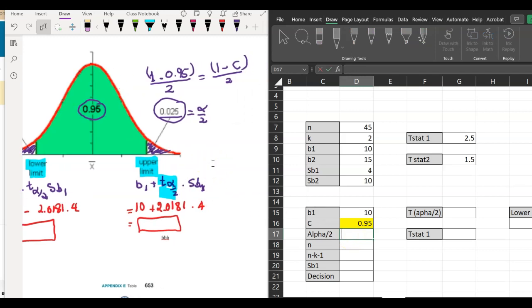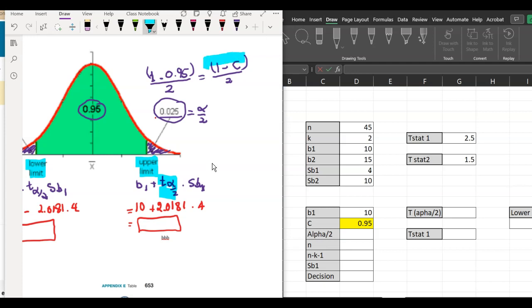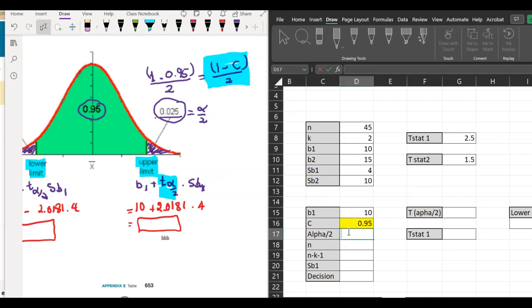So this is my formula that I'm going to plug on Excel. So this is going to be the alpha over 2. So open an equal sign, open a parentheses, and you're going to put 1 minus, click on that cell, close the parentheses, and divide by 2, enter. And that's the value of alpha over 2, right?